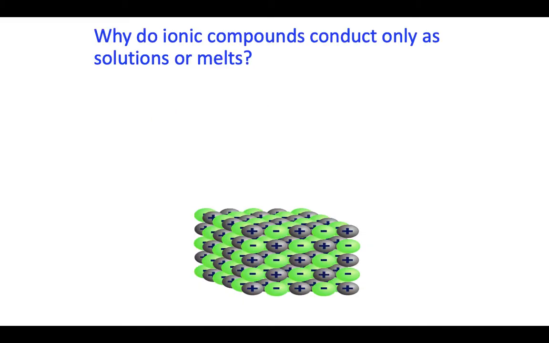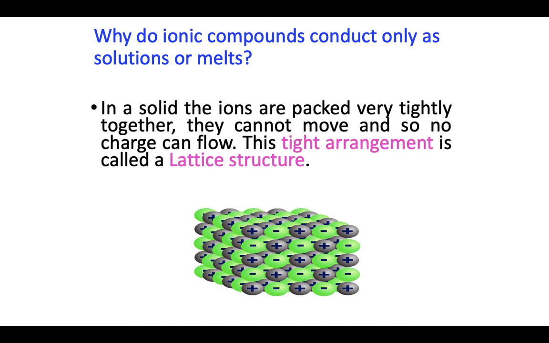So what about ions? Why do ionic compounds conduct only as solutions or melts? What you've got on the screen in front of you is an example of an ionic lattice. Now, in an ionic lattice, positive and negative ions come together in a really uniform way. All your negative ions will be surrounded by positive, all your positive ions will be surrounded by negative ions, and they form a very tight, compact lattice structure. They're packed very tightly, and so these ions, although they are charged particles, cannot move. Because they cannot move, that flow of electrons, that is electricity, cannot move through the lattice structure.